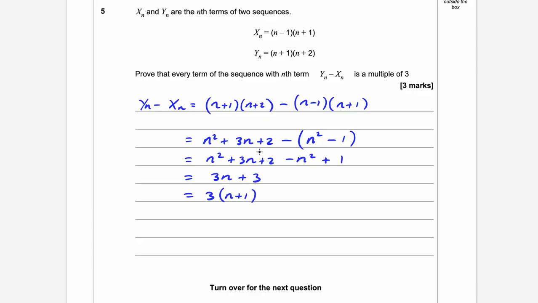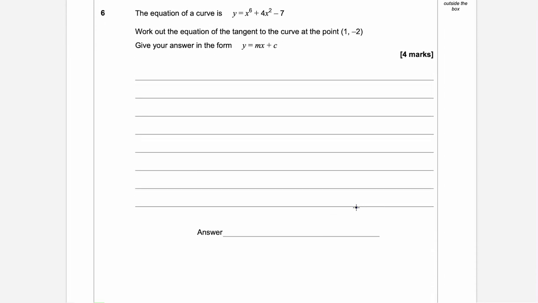That shows that this is a multiple of 3 for any value of n. Therefore, multiple of 3. Okay, question 6.